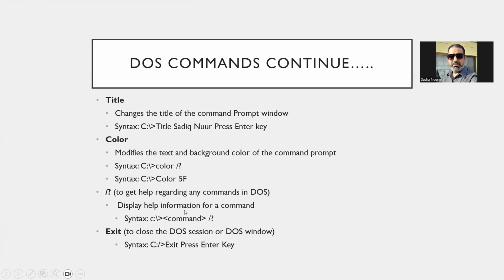Slash question mark gets help regarding any command in DOS. To display help information for a command, we use slash question mark. The syntax is whatever command, like the command we did here, to get help regarding color: the command first and then slash question mark. So you put the command, space, slash question mark, right?